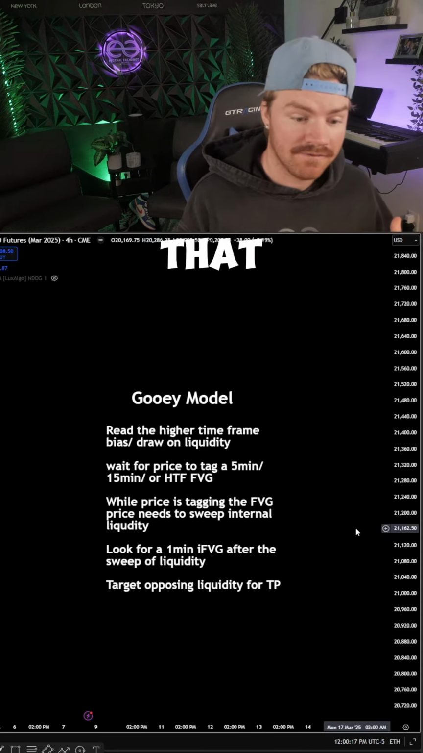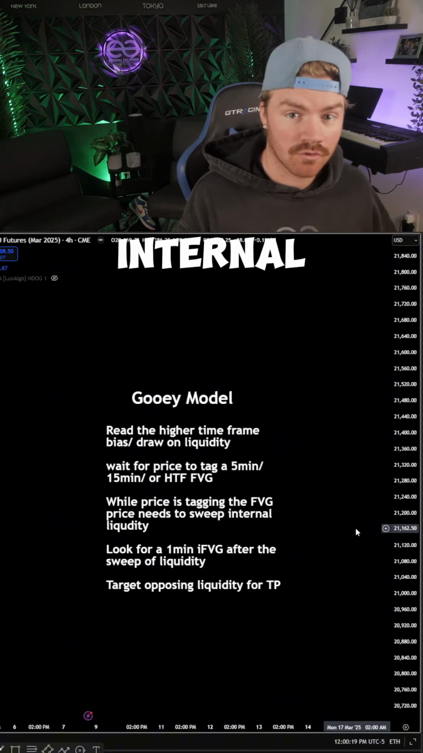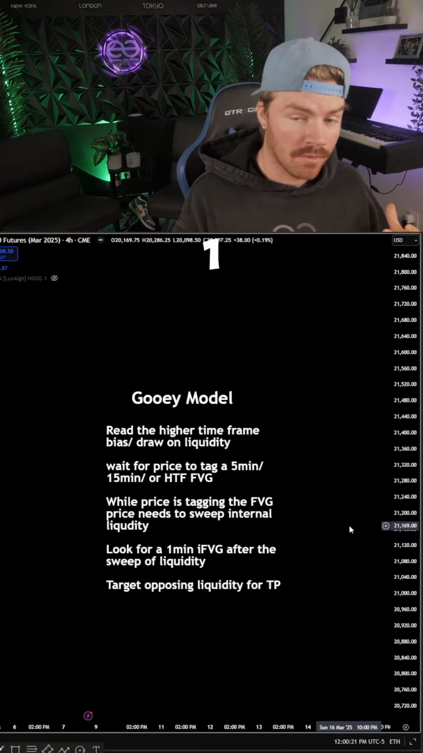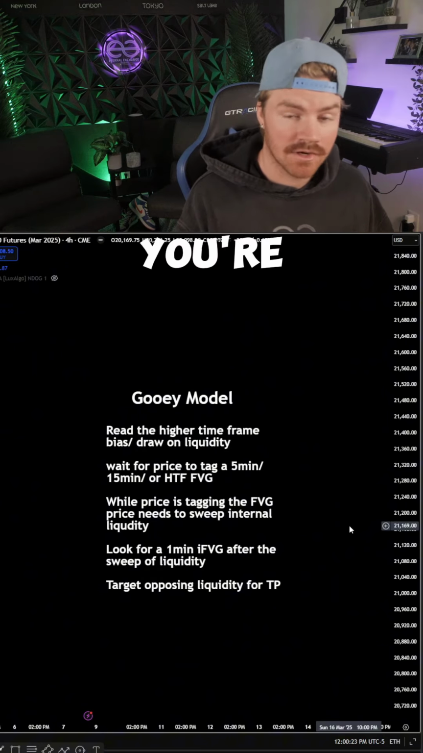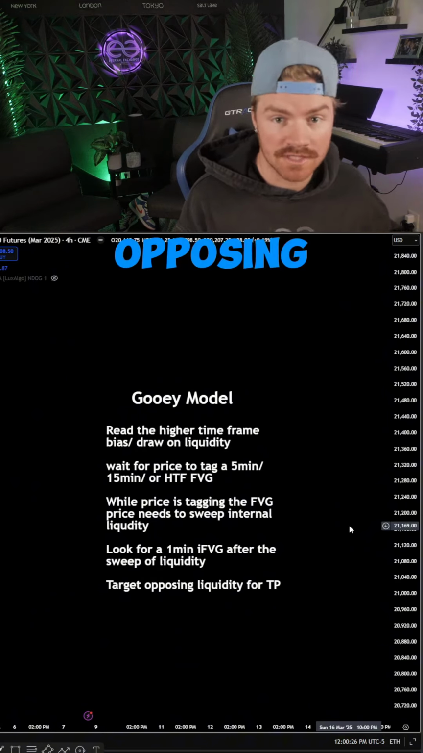While price is tagging that fair value gap, you need to see a sweep of internal liquidity. After that, you need to look for a 1-minute fair value gap to get inversed, and that's where you're going to target your entry, and then you're going to target opposing liquidity for TP.